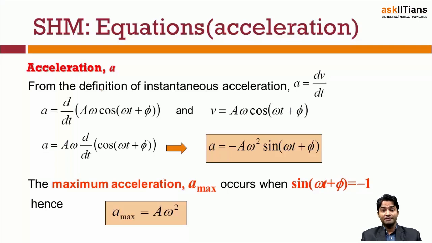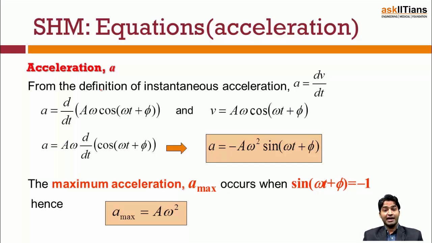So when we differentiate the cos function, we will get a sine function, and acceleration is equal to minus of a into omega square sin(omega t plus phi). And already we know the meaning of the given function: capital A is the amplitude, omega is angular frequency, sine is a trigonometric operator, t is the time, and phi is the phase.